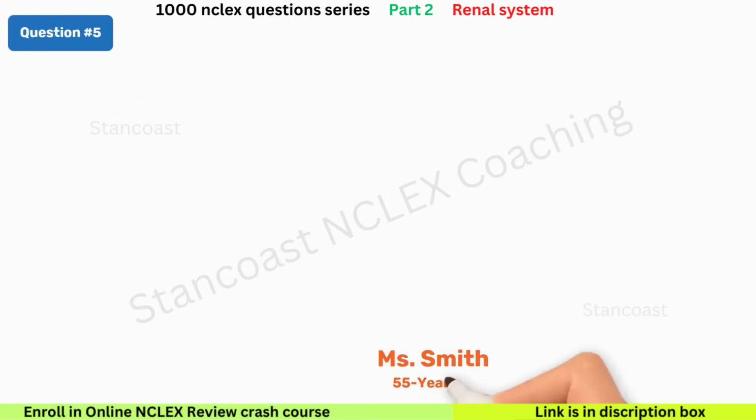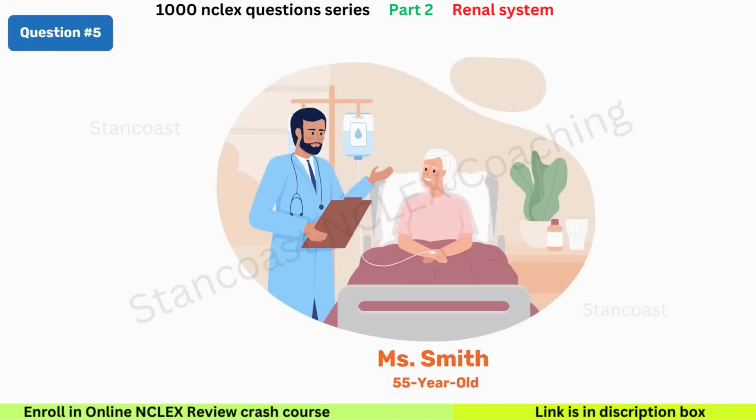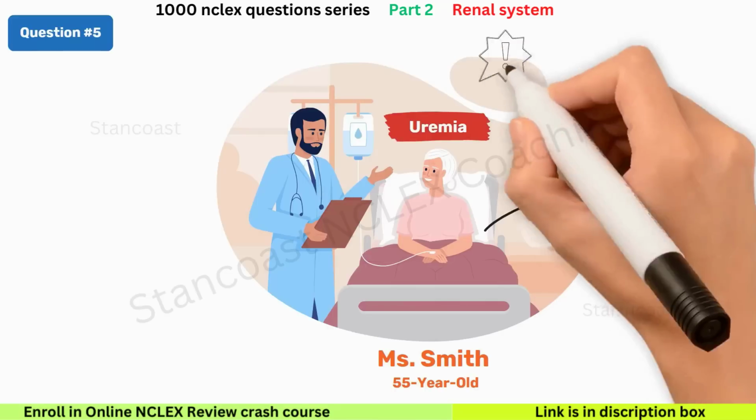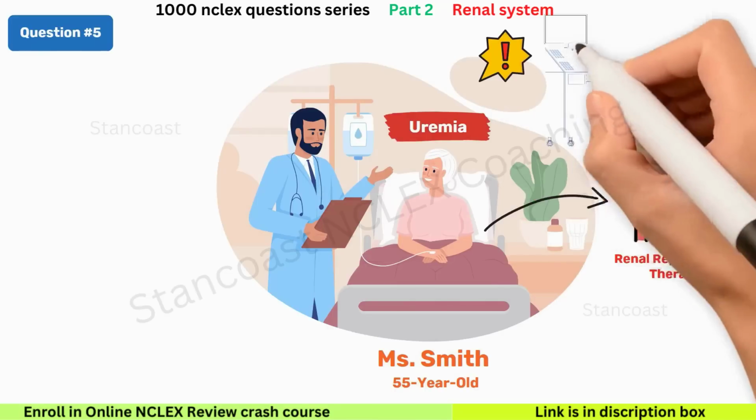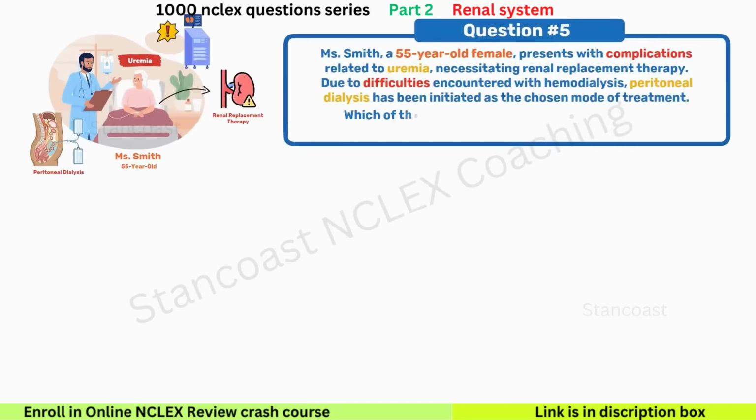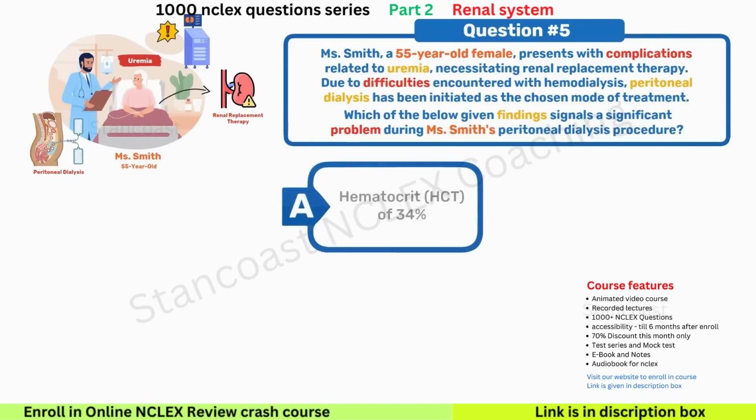Miss Smith, a 55-year-old female, presents with complications related to uremia, necessitating renal replacement therapy. Due to difficulties encountered with hemodialysis, peritoneal dialysis has been initiated as the chosen mode of treatment. Which of the below given findings signals a significant problem during Miss Smith's peritoneal dialysis procedure? A. Hematocrit HCT of 34%.